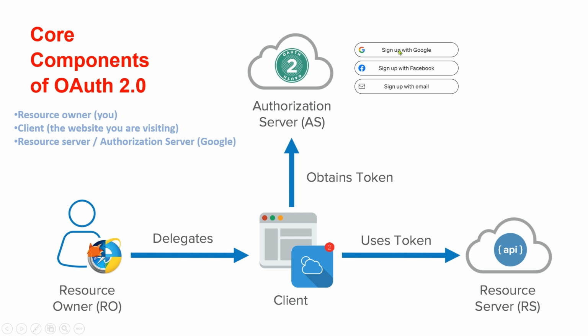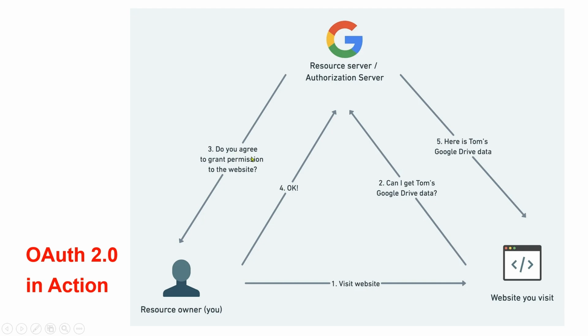Like when you click on sign up with Google or sign up with Facebook, what will they ask? Do you agree to grant permission to this website? Then you think, yes, I want to do that. So you are sending your approval, to whom? To the authorization server. And then what will the authorization server do? It will give whatever Google Drive data is required to the website.